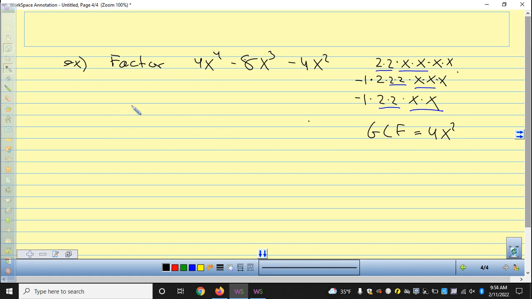So we're going to pull that out front. And then inside the parentheses is going to be whatever's left. Well, here we have x times x, which is x squared. Here we have negative 1 times 2 times x. So that's negative 2x. And here we have a negative 1. And that's it.